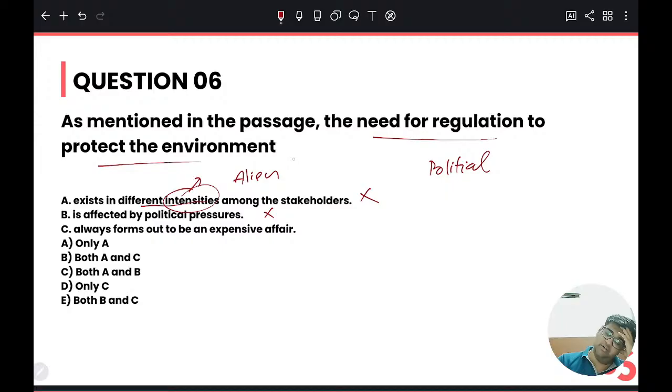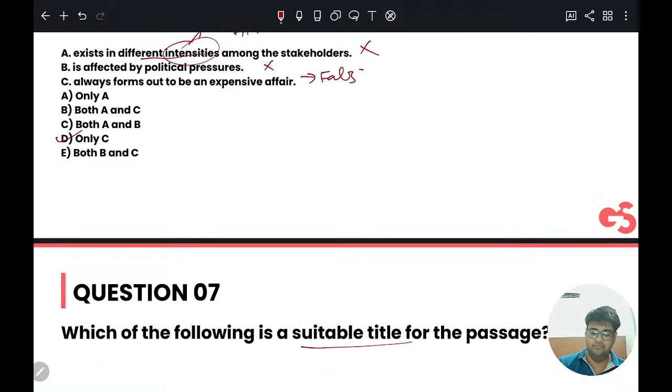Actually, the need for regulation and environment, like this is, you need to pick the false statement. Okay, a bit of the question is missing here. Pick the false statement here. Always firms out to be affair. Like this is the false statement according to the passage. So the need for regulation, this is all not supported. So only C would be my option. The question has some sort of mistake, so ignore the question.